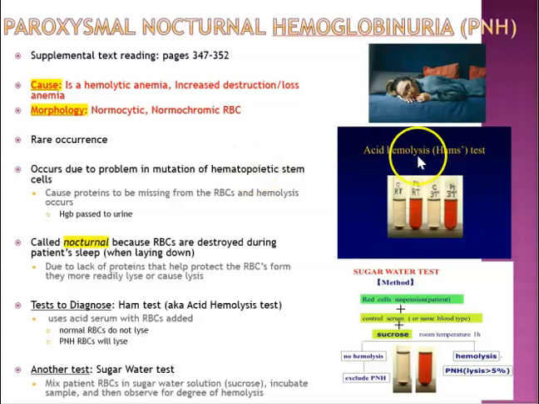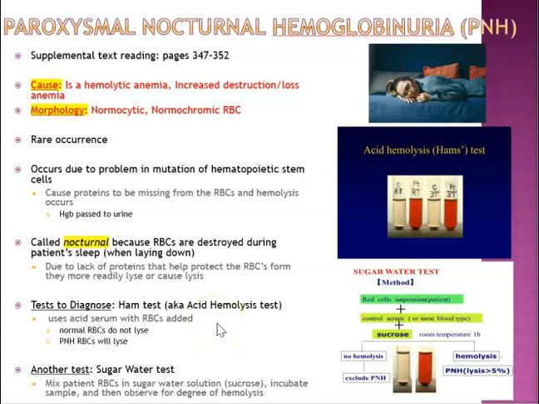So what you're seeing here in about the middle of the page is the Ham's test. The C's represent the controls. PTs represent the patient samples. RT represents room temperature samples, and then the 37 is samples incubated at 37 degrees to replicate body temperature. So if you have samples that lyse, which we did in this sample here, that means the patient has PNH.